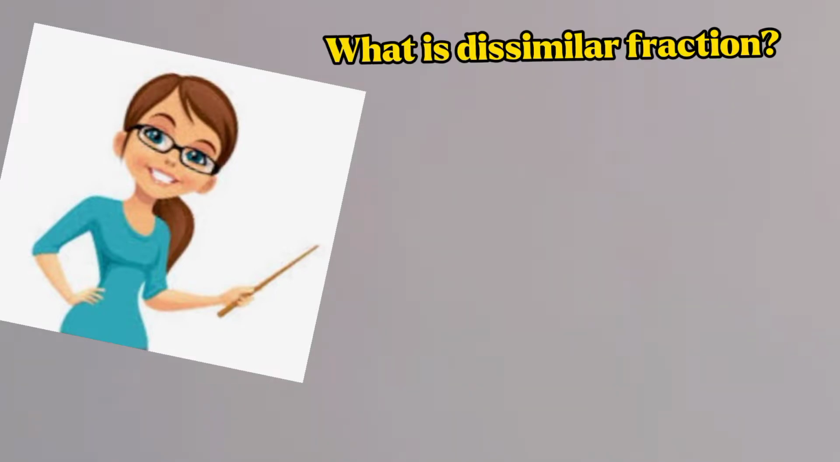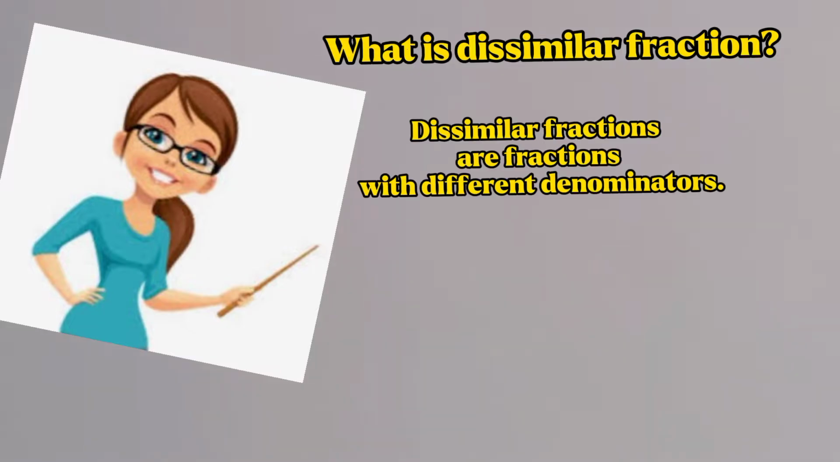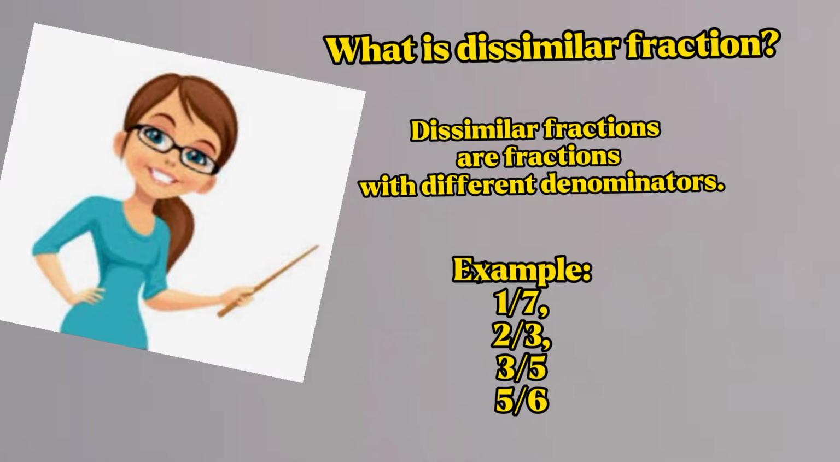Another term that you need to understand is dissimilar fractions. Dissimilar fractions are fractions with different denominators. Let us have this example. 1/7, 2/3, 3/5, and 5/6. This set of fractions are called dissimilar fractions because they have different denominators.